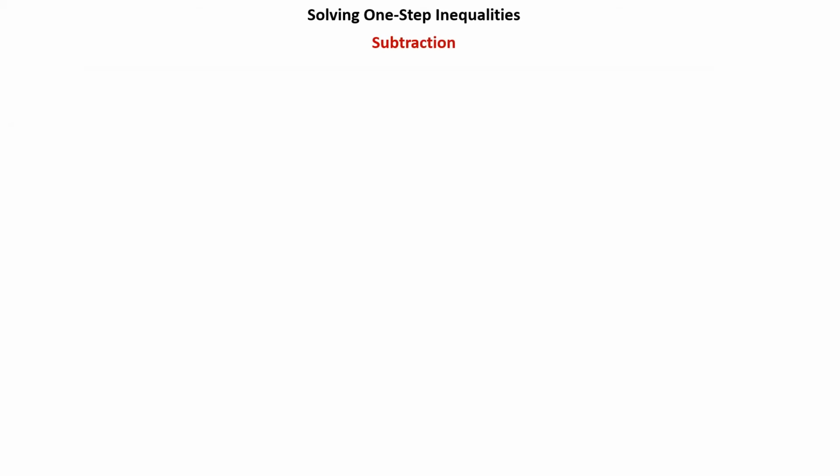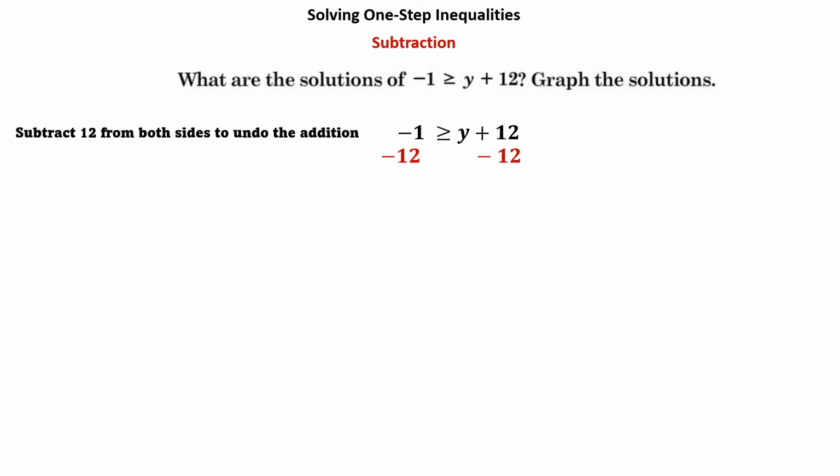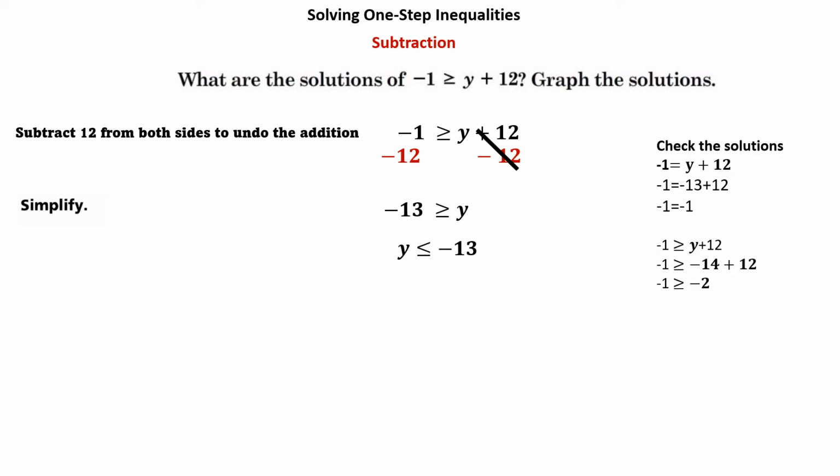So now we're going to look at one-step inequalities using subtraction. What are the solutions of negative 1 greater than or equal to y plus 12? We're going to take that inequality. We know we have to isolate that y, so we want to undo the addition and subtract 12 from both sides. After simplifying, the 12s cancel out, and we're left with negative 13 greater than or equal to y, which is the same thing as saying y is less than or equal to negative 13.